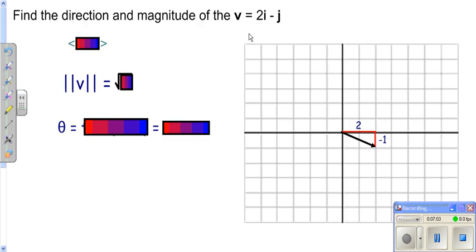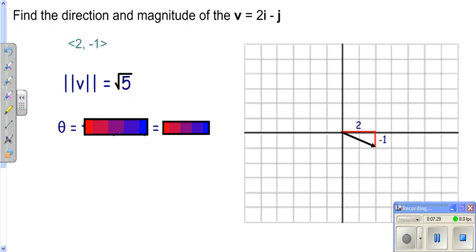So now, here we want to find our magnitude and direction. If you wanted, you could go ahead and graph this. It's 2i, so you're going 2 units to the right, minus 1j, so you're going 1 unit down. Your component form is 2 to the right, 1 down, or <2, -1>. Your magnitude then is this side squared plus this side squared equals this side squared, so then you got to take your square root, so you get the square root of 5.